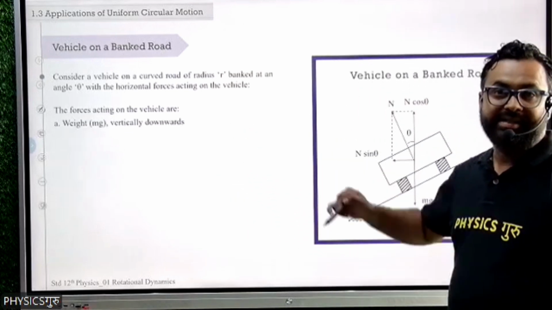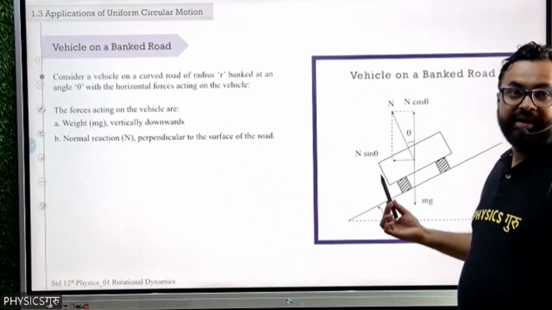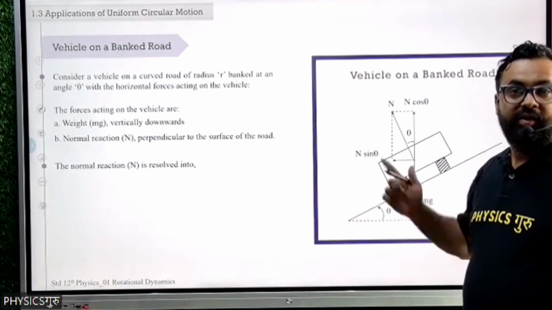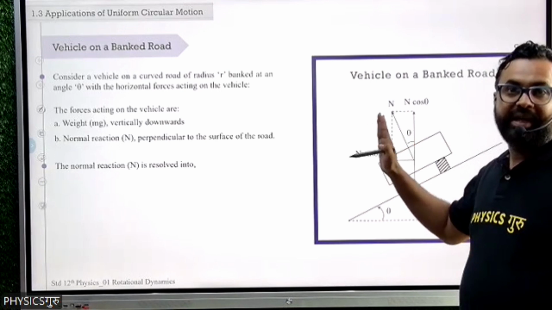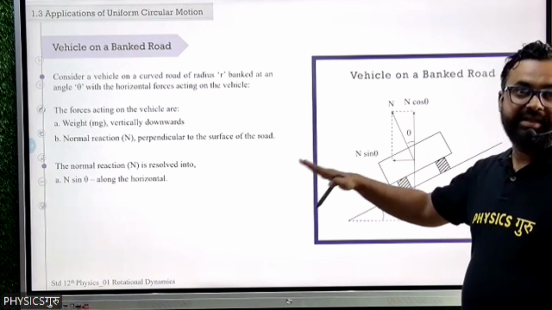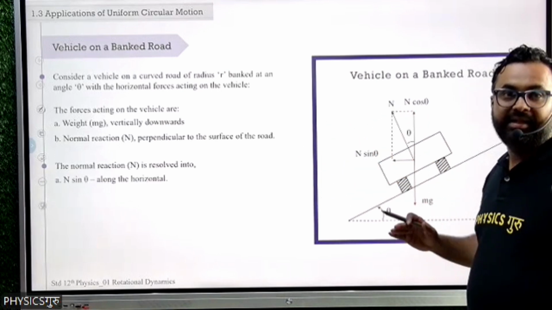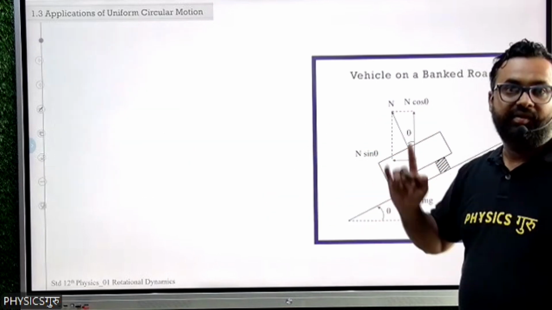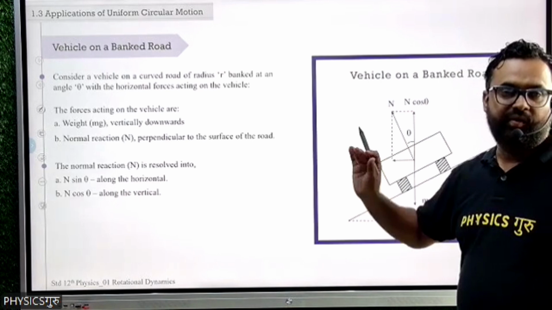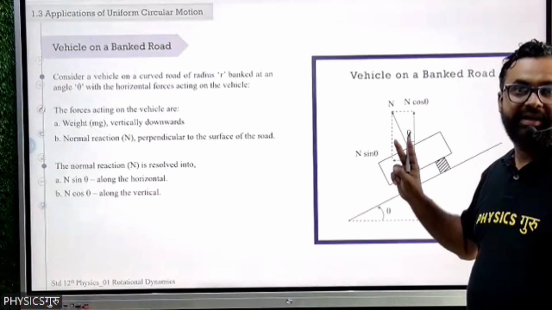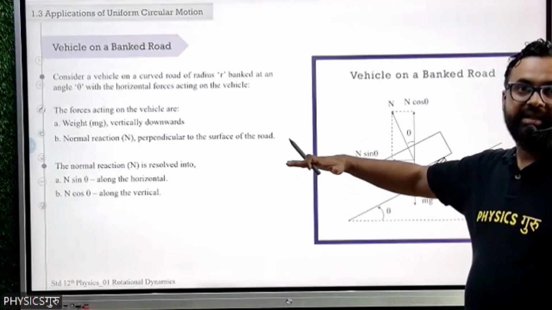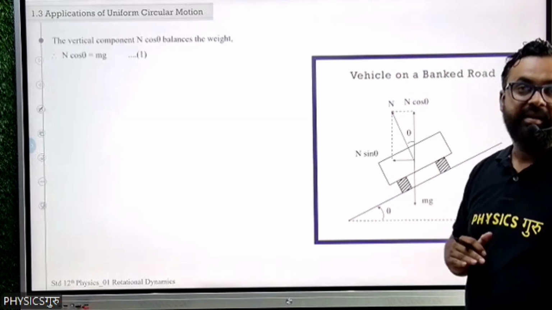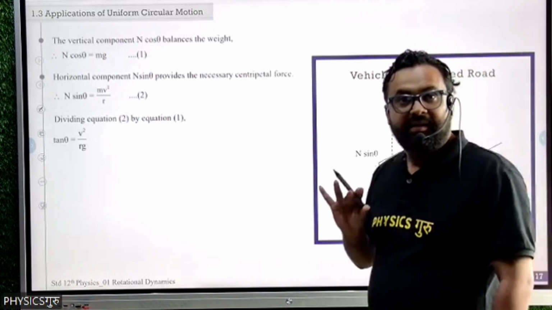Now, see forces that are acting on the body or the vehicle. First one is the weight. Weight is acting downward. Second one, normal reaction, that is acting perpendicular to the surface. Third one. Now normal reaction is resolved in two components. We have n cos theta concept and we have n sin theta concept. So n sin theta acts along the horizontal and n cos theta acts along the vertical. I repeat, n sin theta will act along horizontal like this, and n cos theta will act along vertical like this, perpendicular, right?